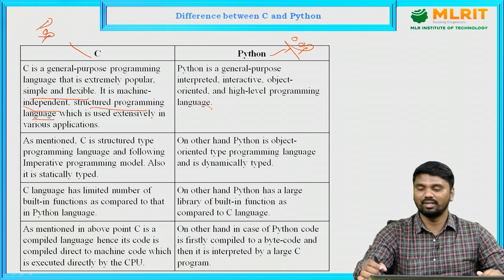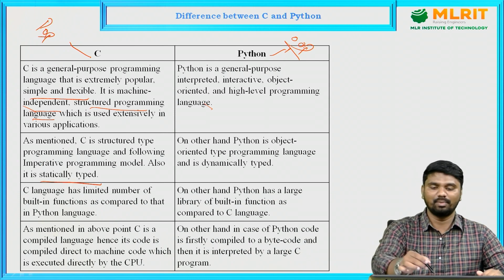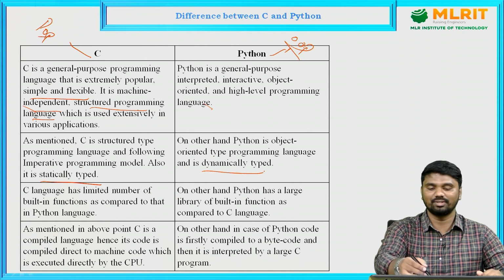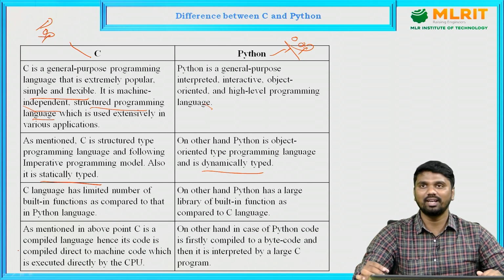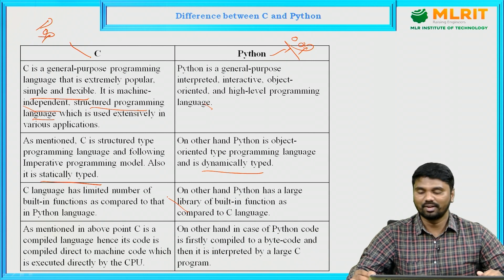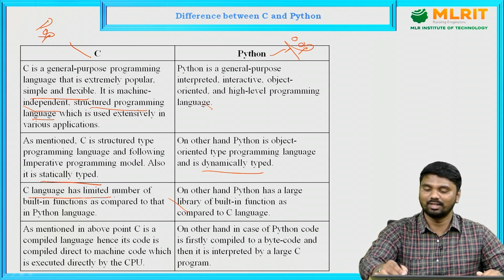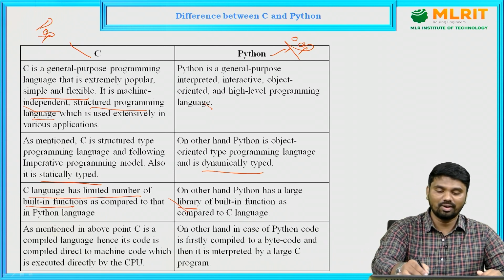Next, comparatively, C programming is also a statically typed language, but on the other hand Python is, as we discussed, a dynamically typed language. The C language contains a limited number of built-in functions. It means for the C programming language, the library is not rich compared with Python. So that is another difference between C and Python. C has a limited number of built-in functions, but Python has a large library.